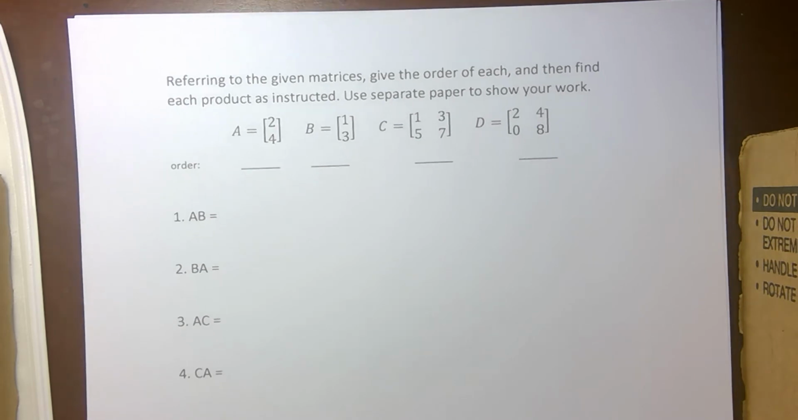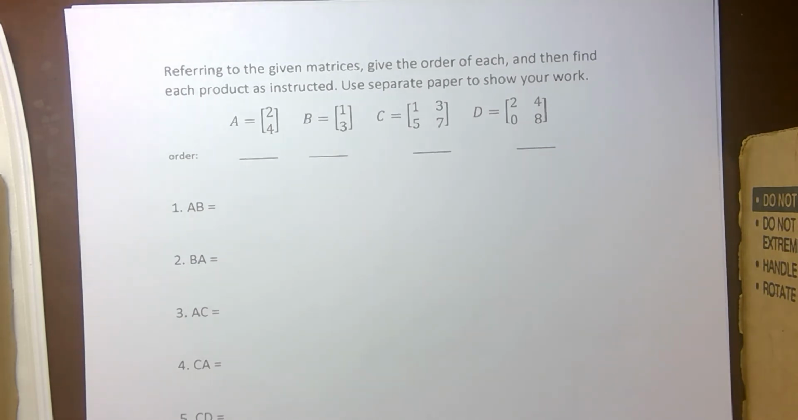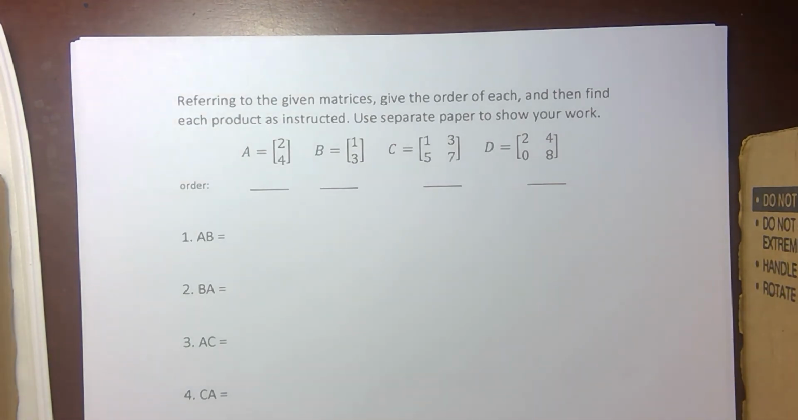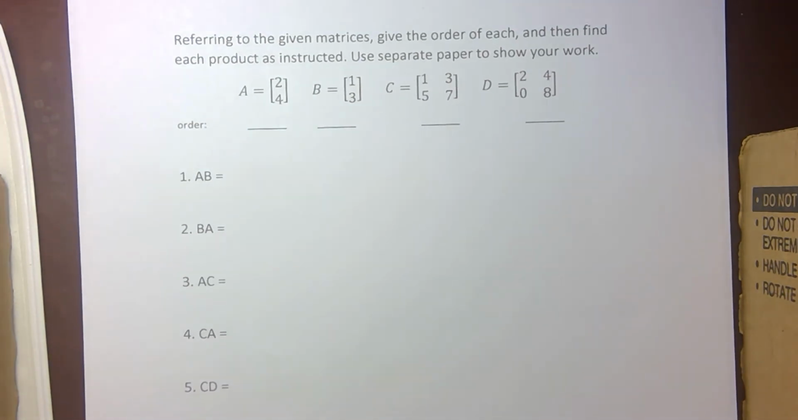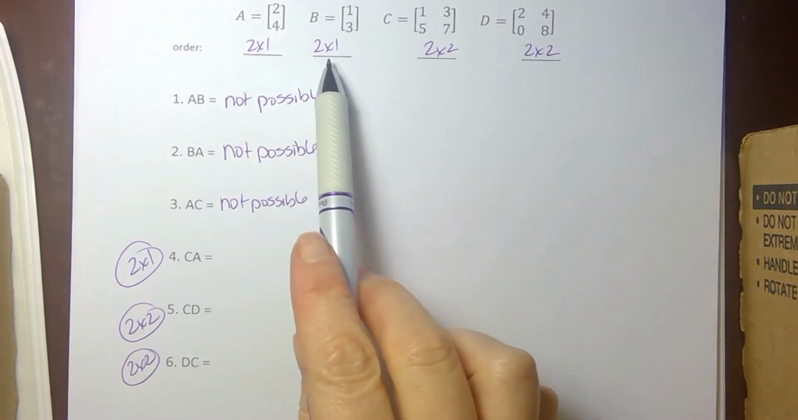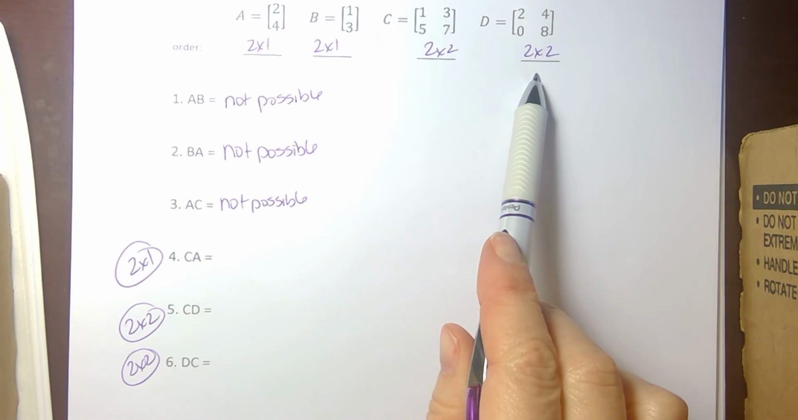Okay, let's look at the next page of this practice. I give you 4 more matrices and it asks you to find 6 different products. Not all of those products are possible. So right off the bat, I want you to fill in the orders of the matrices and determine which of these products are not possible. Okay, hopefully your orders of your matrices match mine.